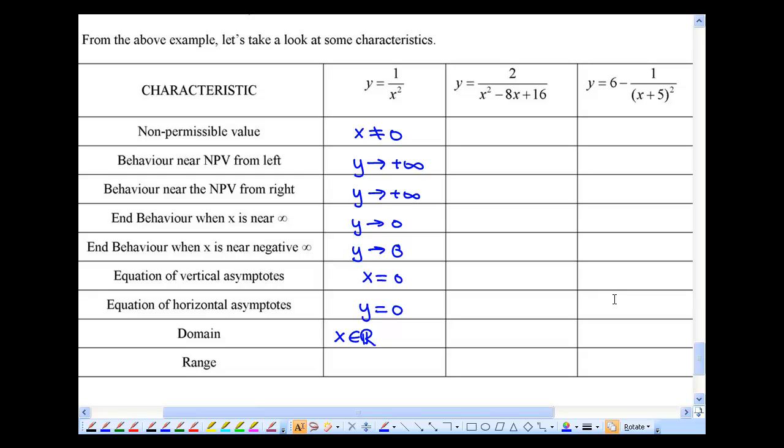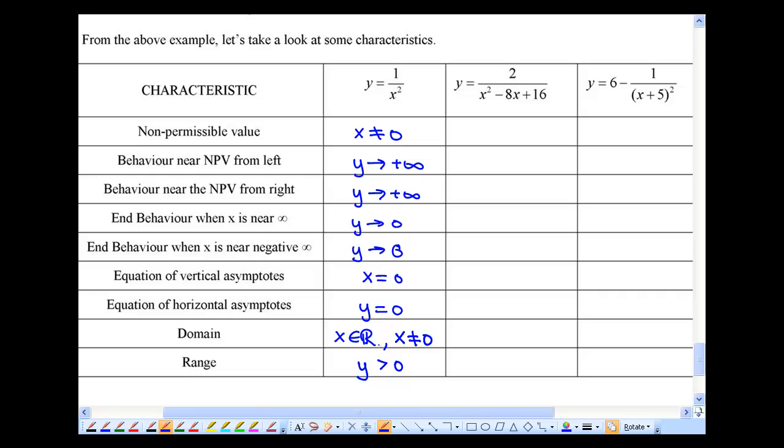And domain and range. Okay, so domain is x is all real numbers, and of course, x cannot equal 0. Range, however, this time is not all real numbers. It looks like everything is positive, and that's because of the x squared in the denominator. So your range is just y is greater than 0. Good.